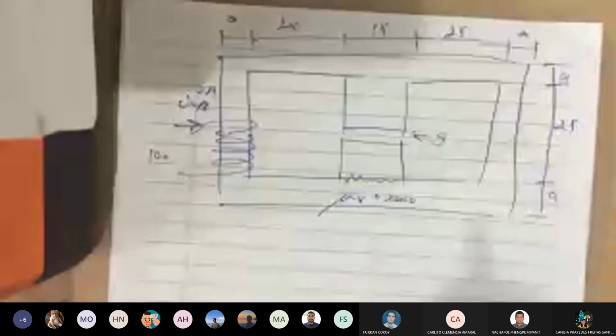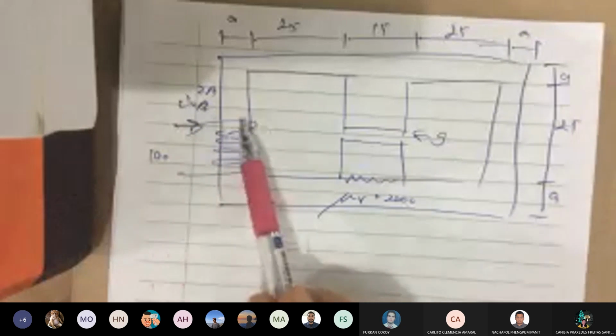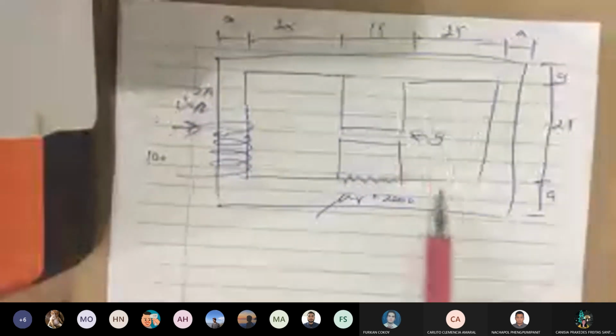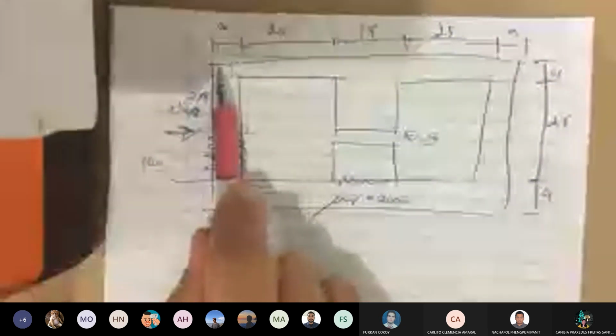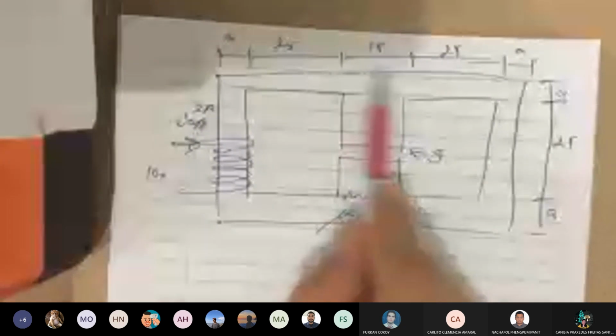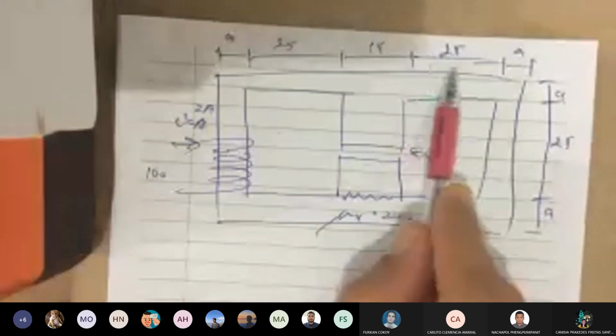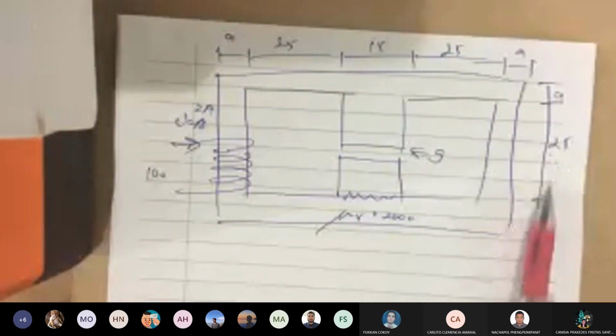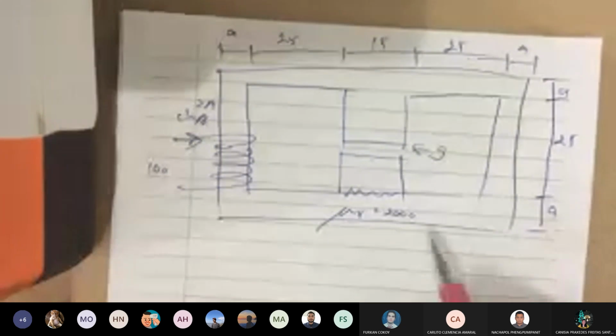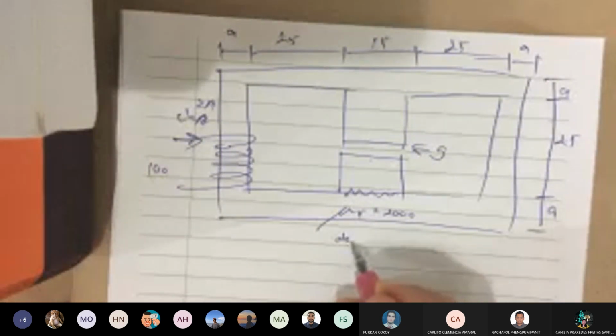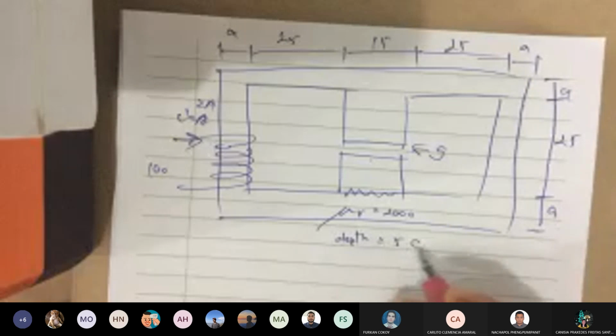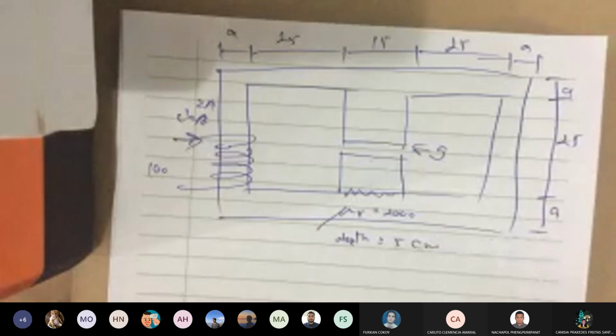So this is the core, okay? And notice that this is not there. The air gap at the center, I forgot the number, let's just say G, okay? And it's almost symmetrical, okay? Because here you have 9 centimeters, 25, but the center leg is larger, 15, 25, 9, and then 9, 25, and then 9. And then the core depth is 5, all in centimeters, okay?